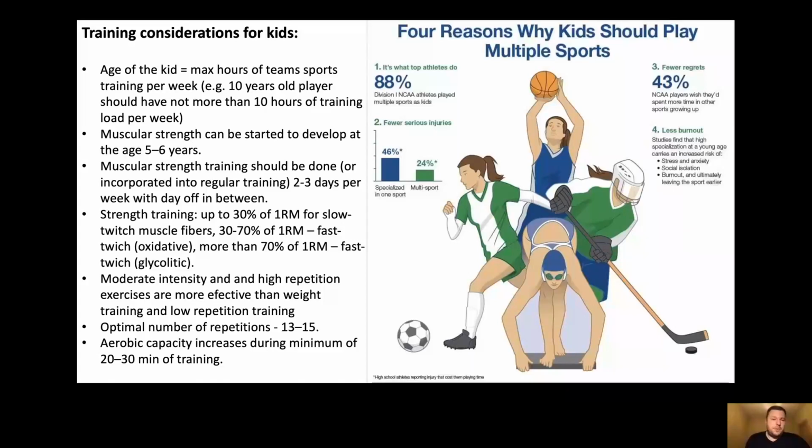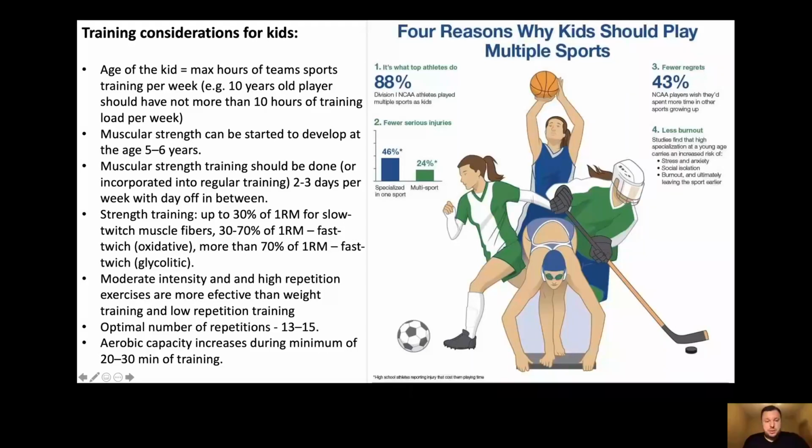Another very important thing which I want to emphasize is that muscular strength can be started to develop at the age of 5-6 years. Very important thing. So muscular strength training should be incorporated into regular training 2-3 days per week with a day off in between. So don't forget to put some strength training exercises into regular training, and do it 2 or 3 days per week, but just have a break between the days.